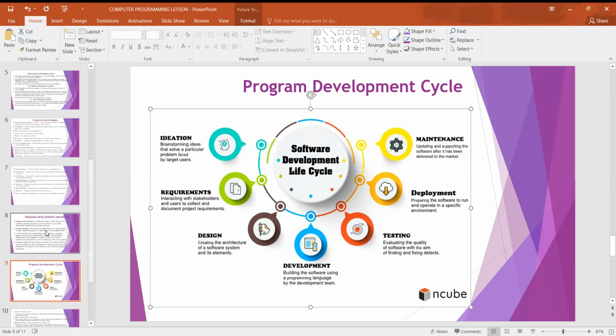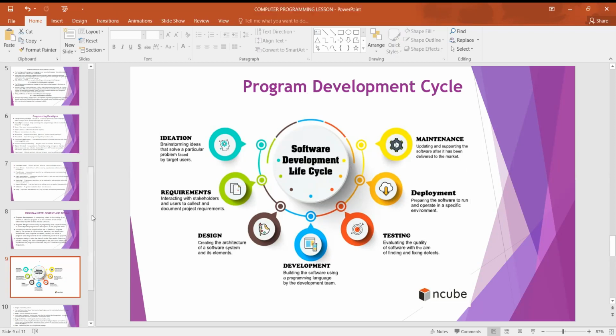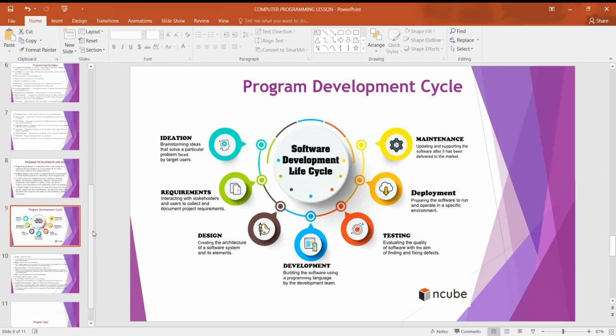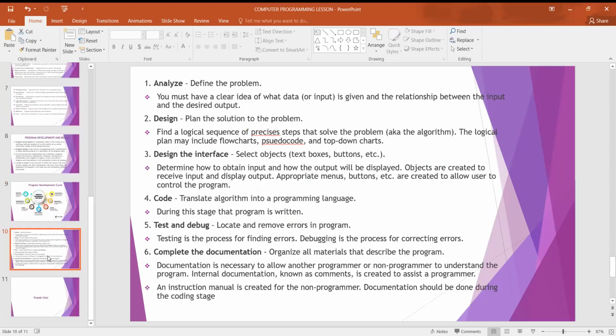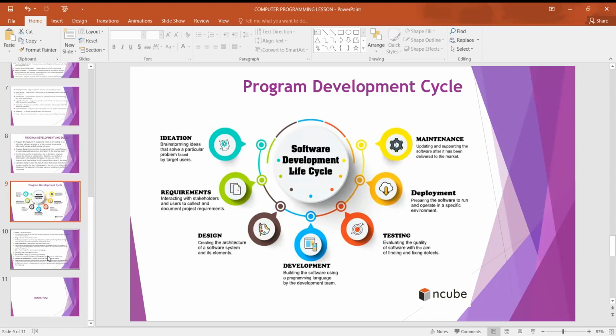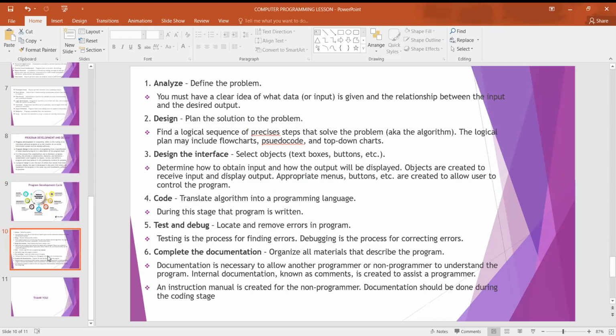And then finally, we have maintenance, where you keep on updating and supporting the software after it has been delivered to the market or the users. So those are some of the steps that you follow when you are coming up with a system. And those are some of the things that we wanted to look at in this very brief session.